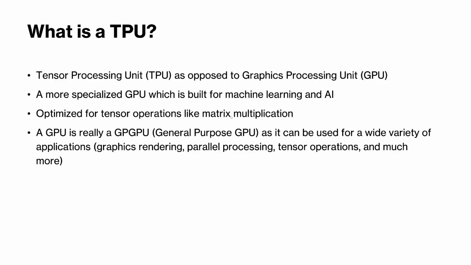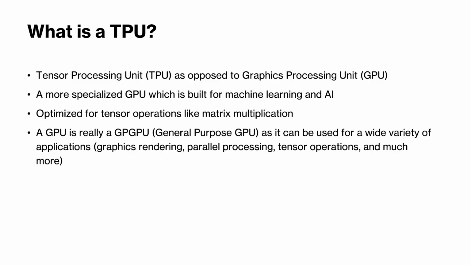So, first of all, what is a TPU? A TPU is a tensor processing unit. We're very used to graphics processing units, or GPUs. And a TPU is essentially a more specialized version of the GPU that's built specifically for machine learning and AI. So it's optimized for these tensor operations like matrix multiplication.